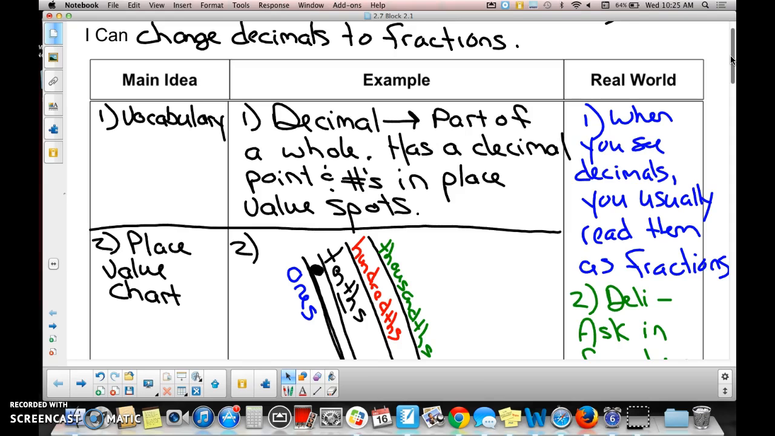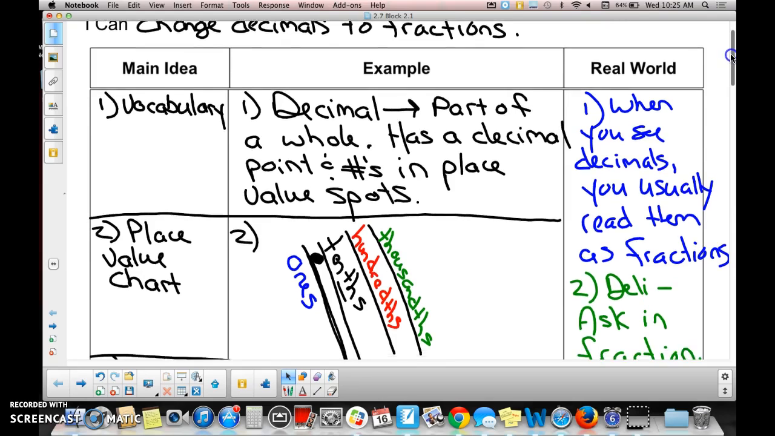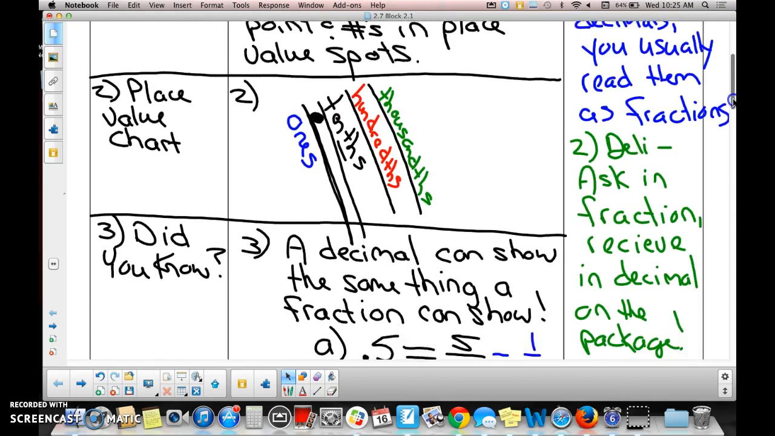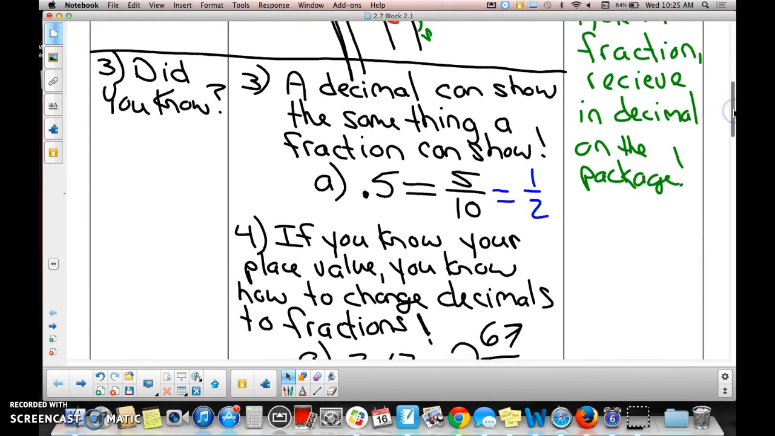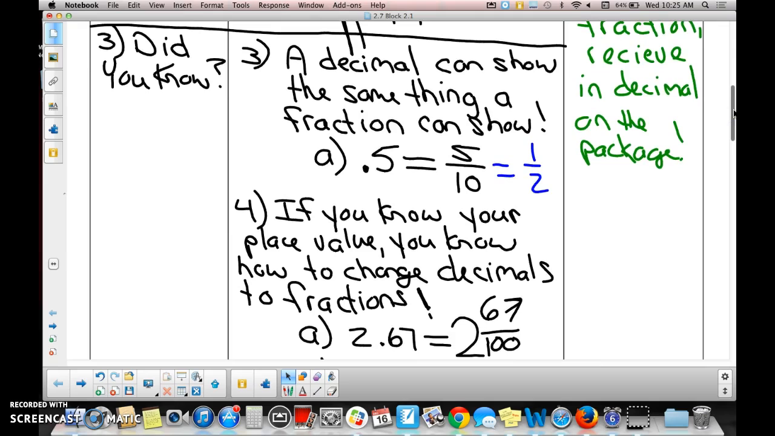Place value. So remember early in the year when we did place value in our wake-ups? Super important, because if you don't know place value, you can't convert a decimal to a fraction. If you know place value, it's pretty easy, right? When you're converting a decimal to a fraction, what do you have to do? What do you do when you're done?